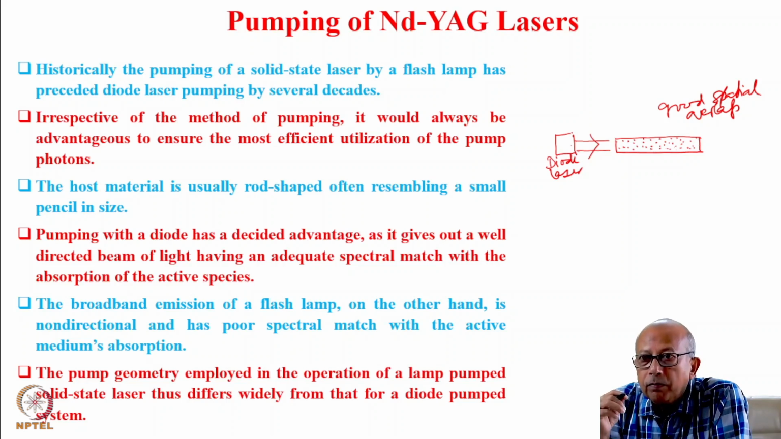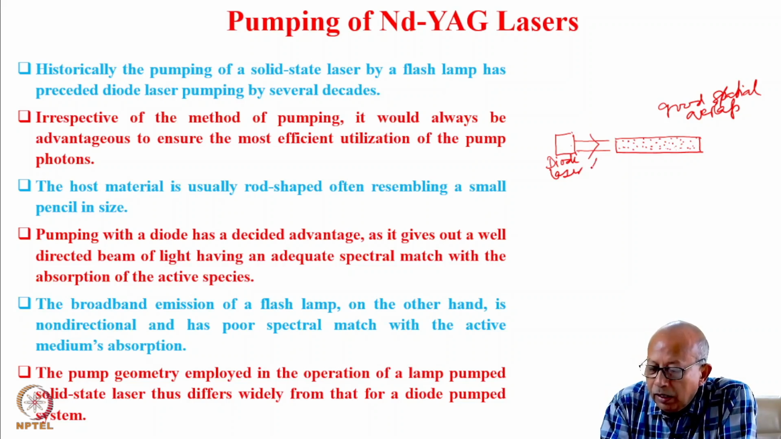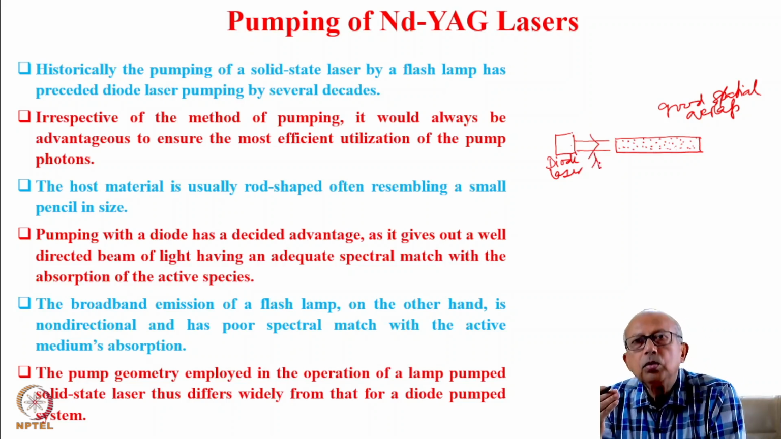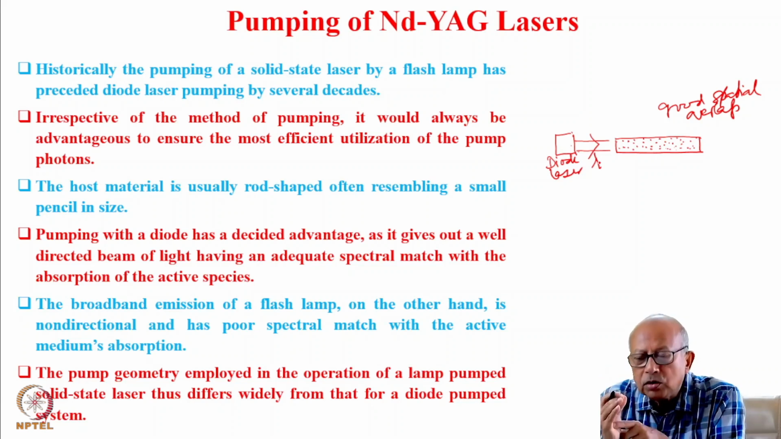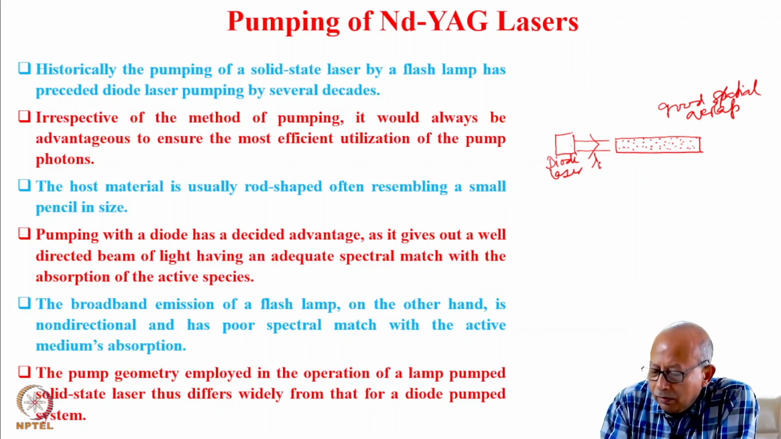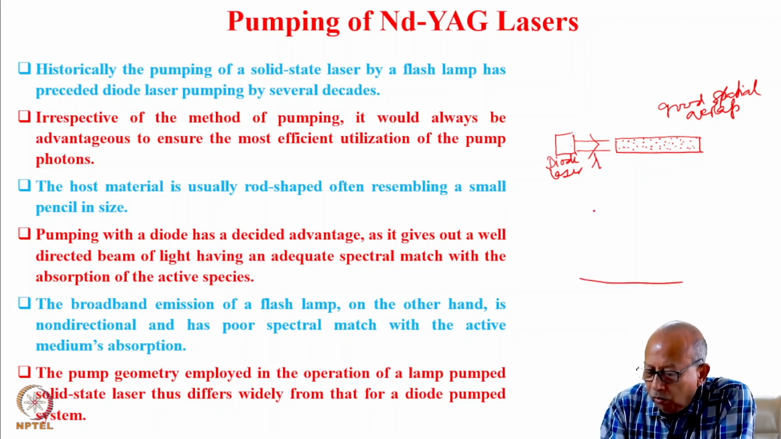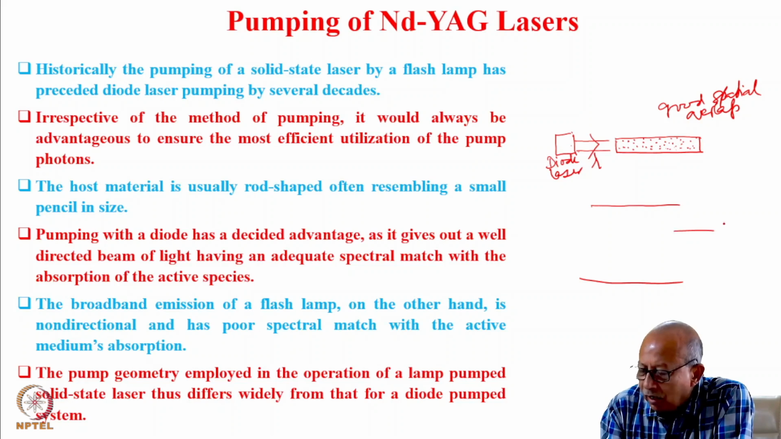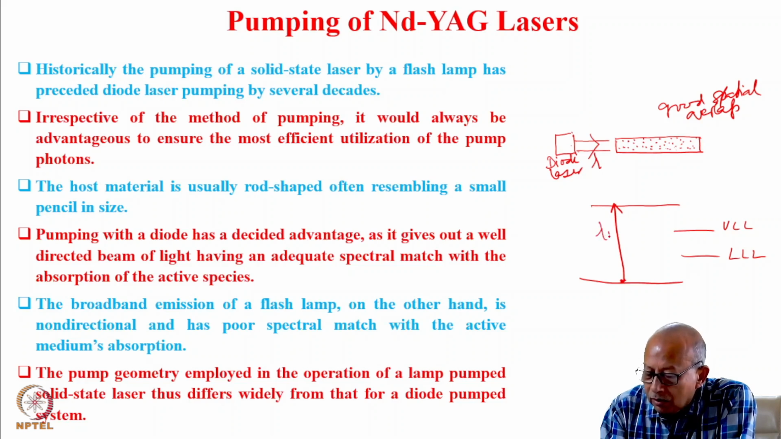But that is not all. The wavelength of the diode laser is chosen to approach as closely as possible the pump wavelength. That is, this is the ground level, this is the pump level, this is the upper laser level, this is the lower laser level. So this diode laser will pump the atoms from the ground state to the pump level. Suppose the pump wavelength is lambda p. So the wavelength of the diode laser must be as close as possible to lambda p.